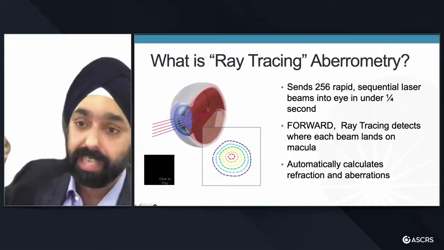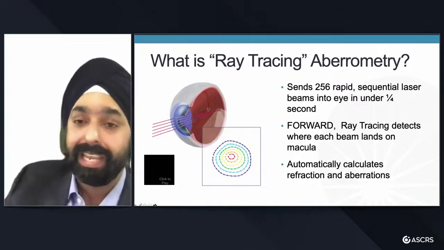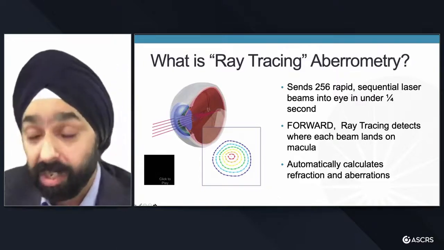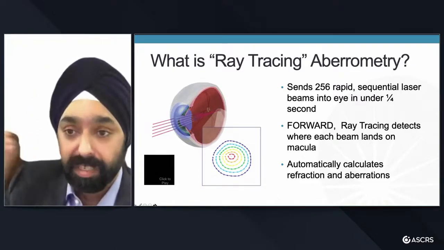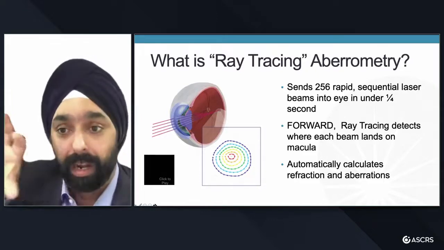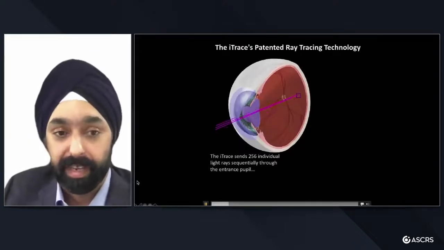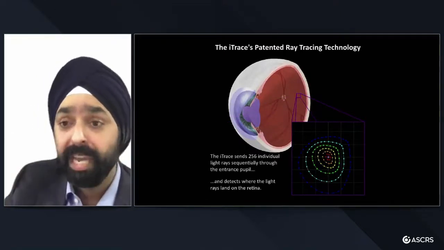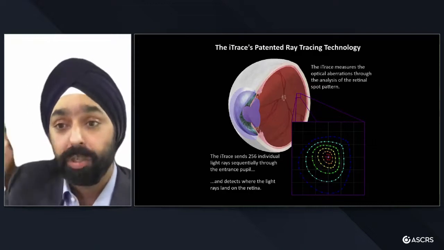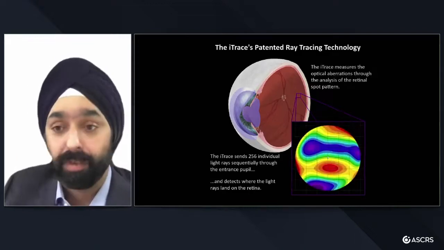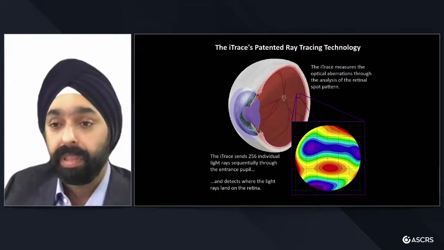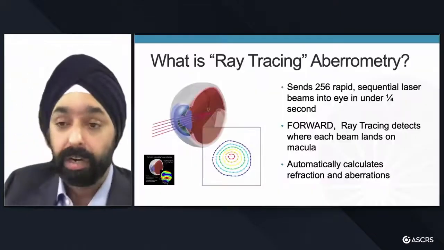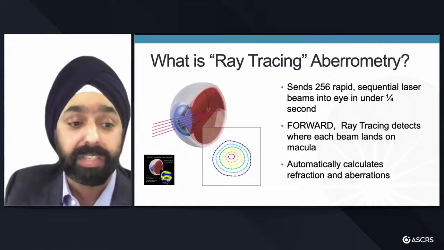And so what it does, it shines 256 lasers into the eye in less than a quarter of a second. And it understands from front to back, so forward ray tracing, how do those lasers end up on the retina? And so you can see here with a nice little diagram here, video, 256 sequential lasers within a quarter of a second, looking at point spread function. Also looking at the size and the intensity of those dots on the retina and where they fall. With a lot of calculations, we can understand higher order aberrations and really assess the quality of vision.